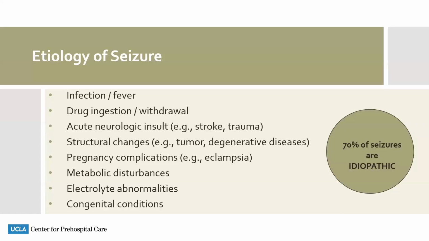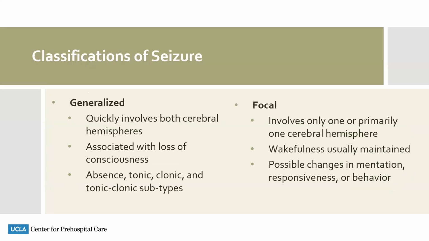So 70% of seizures are idiopathic, meaning 70% of the time we don't know what causes it. And so we need the neurologist to come in and start looking for causes and doing all sorts of tests. And maybe they don't even know once they've done all the tests. So what are some classifications of seizures? Generalized is generally, like I was describing, the tonic-clonic type of seizure. And if it's generalized, it involves both sides of your brain. It's often associated with loss of consciousness.